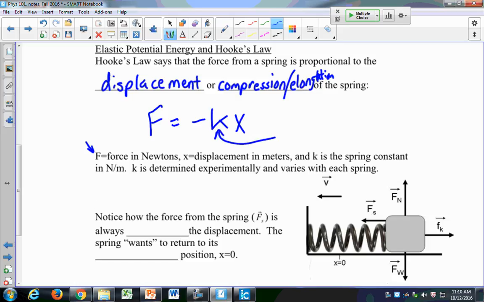So this value is a constant. It's determined experimentally. We'll have a lab, I think, where we determine the spring constant of a spring. You just measure F, you measure X, and then you can calculate what K is. It's a constant. It's in newtons per meter.